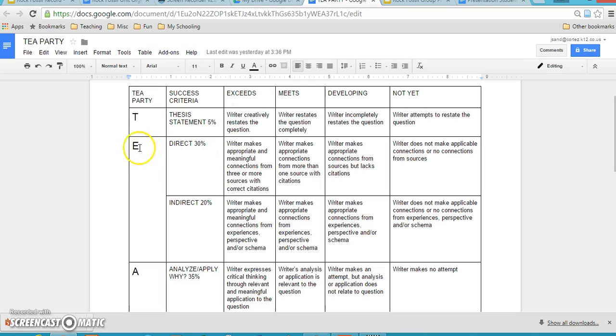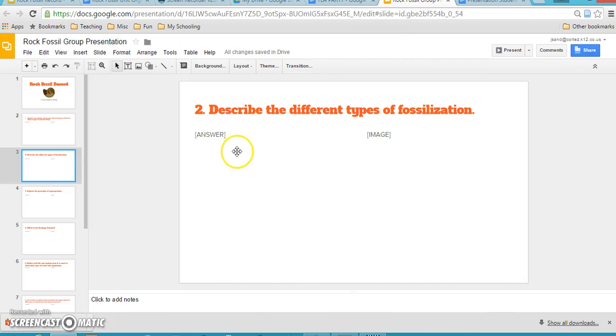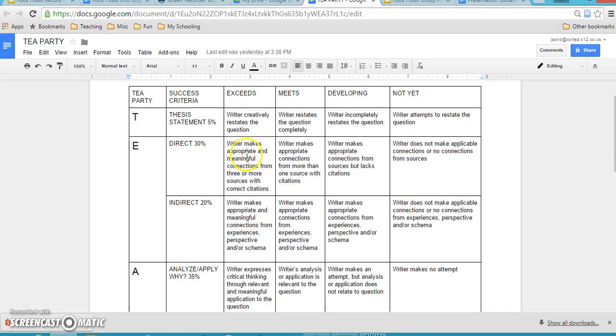Direct evidence. Again, E stands for evidence. The writer makes appropriate and meaningful connections from 3 or more sources with correct citations. So when you talk about the different types of fossilization, you will have cited 3 or more sources correctly, and those are meaningful examples of evidence, right?